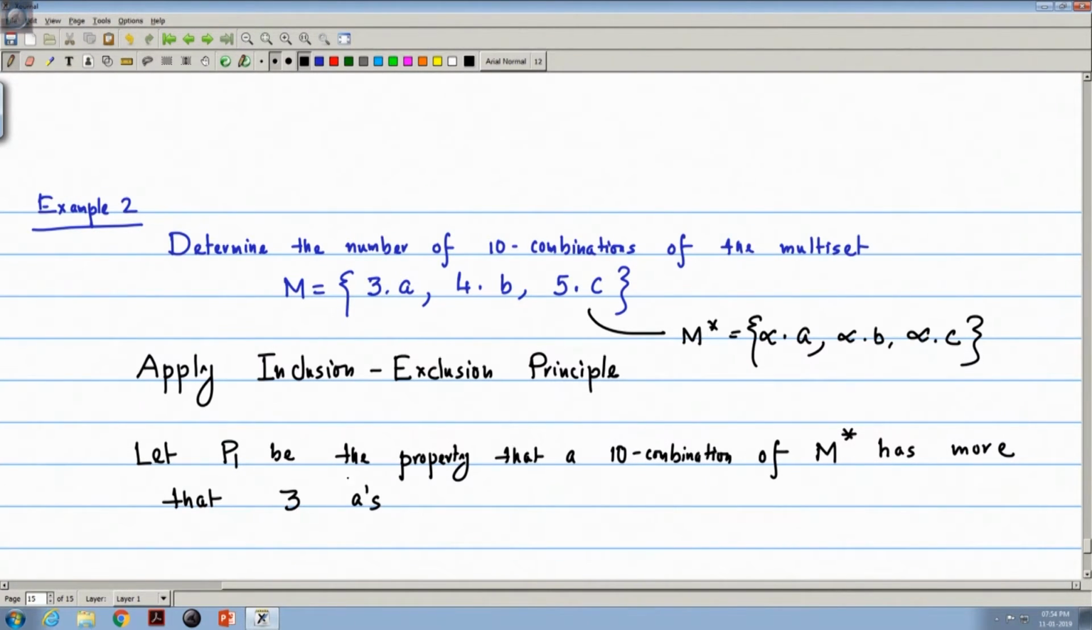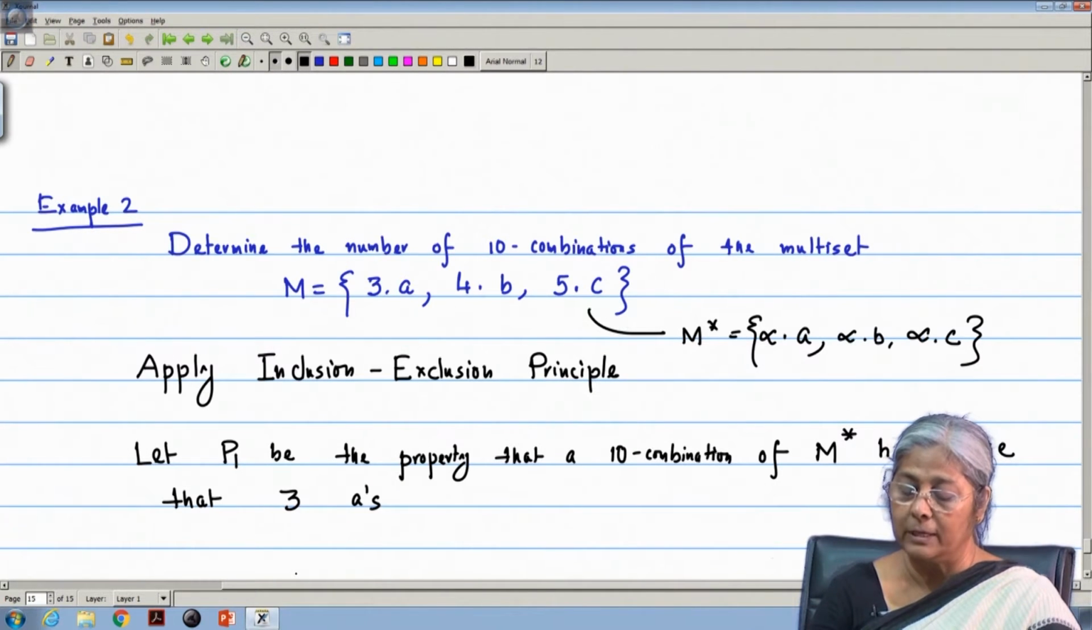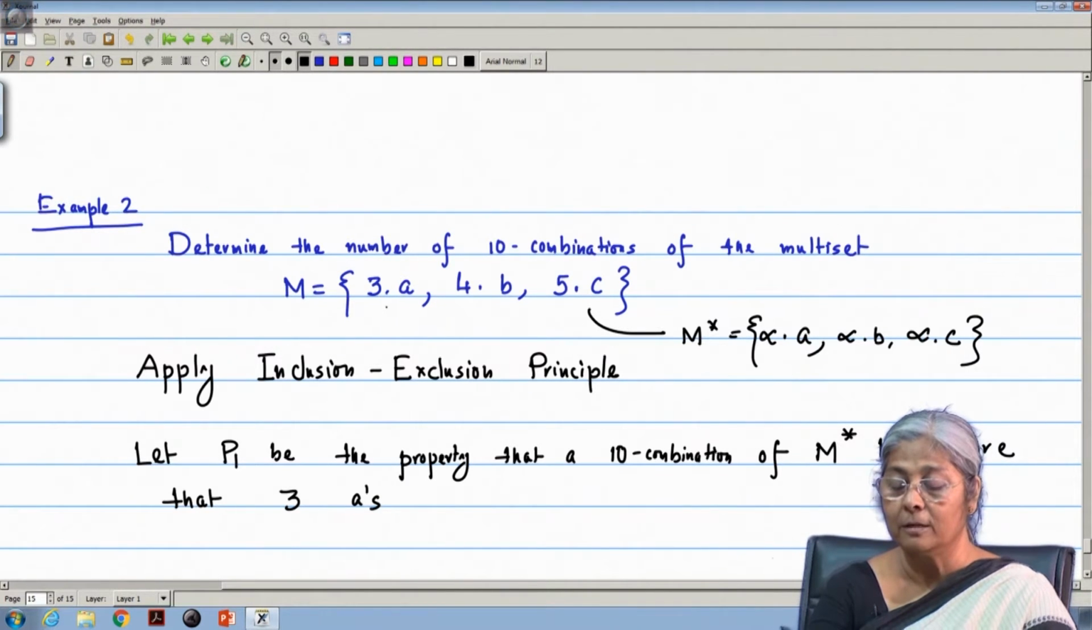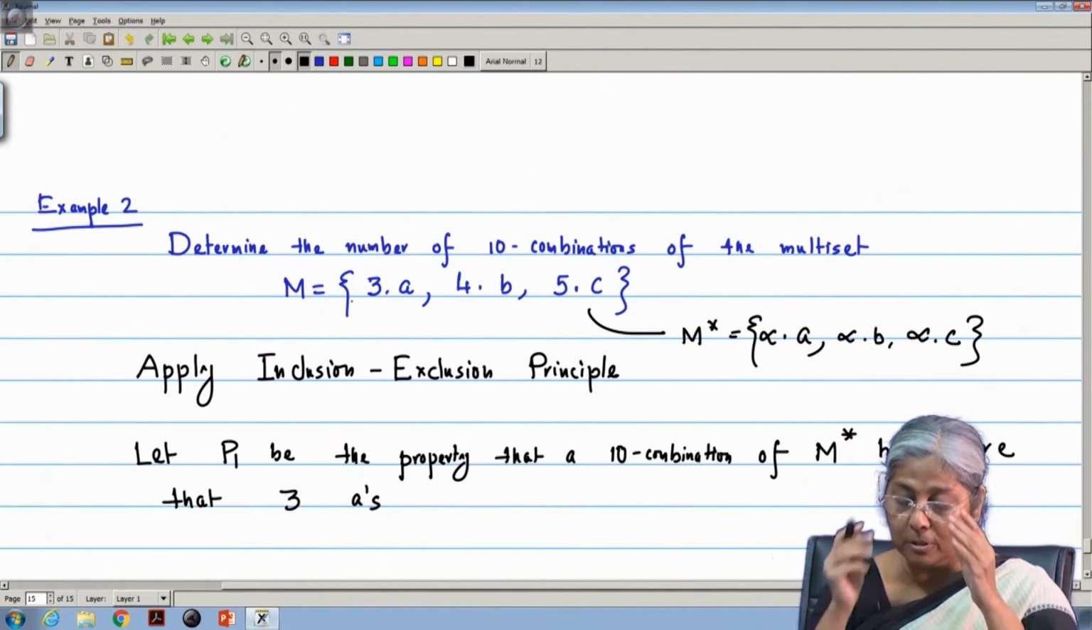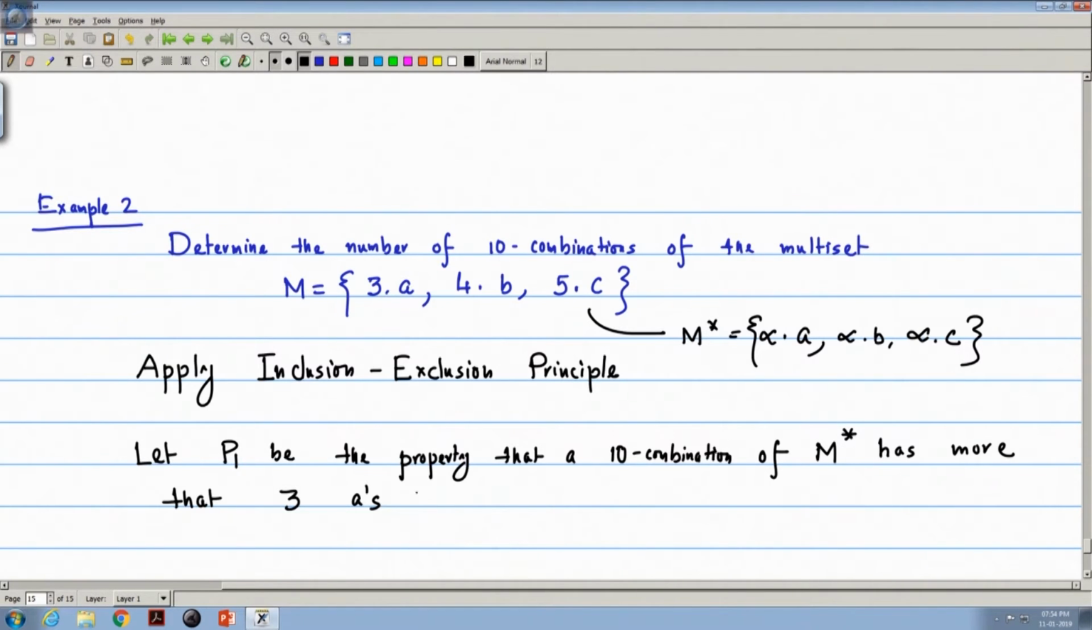Now, the property I am taking, P1, is that a 10 combination of M star has more than 3 A's. That is why we have changed the size of the multiset, and we take M star as an infinite set. Otherwise, we cannot consider more A's appearing than the repetition number. Here the repetition number is 3, so we consider P1 as that property.